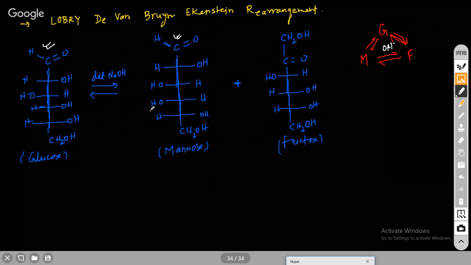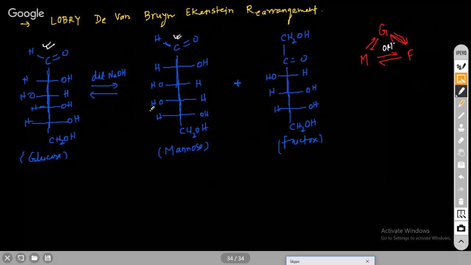Did you understand this? Okay, so that's the reason we have that. If they ask, you can write that in alkaline medium, fructose, glucose, and mannose are in equilibrium. It means when you take only fructose, it will convert into glucose and mannose also. And since glucose and mannose contain aldehyde as a primary functional group, that's why the mixture shows a positive test.